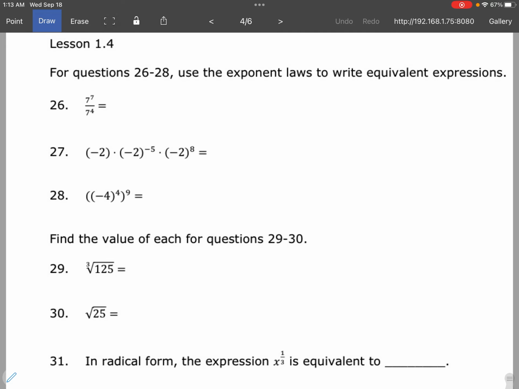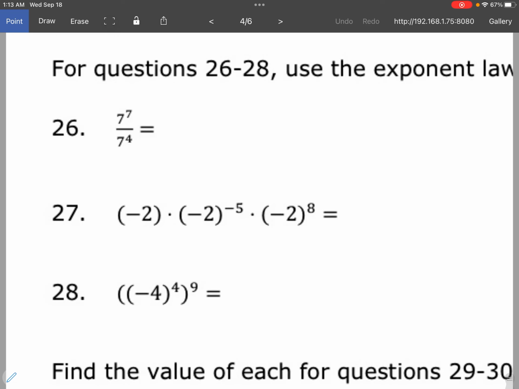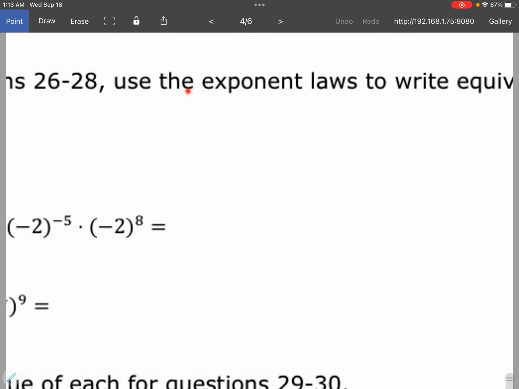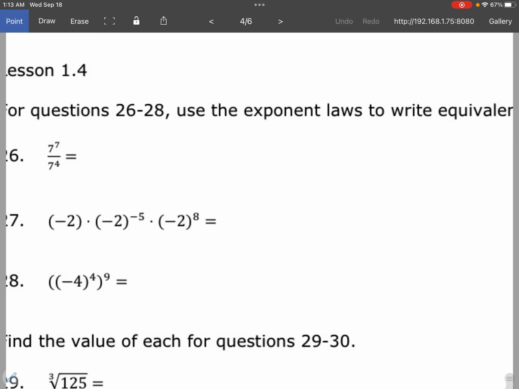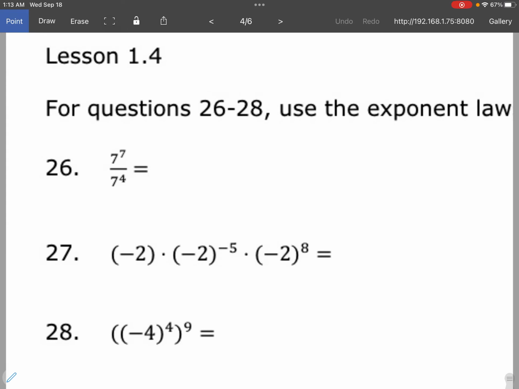Okay, so let's start here with number 26. Right here, see if I can zoom in a little bit more. We got exponent rules, okay? It says use the exponent laws to write equivalent expressions, okay? Equivalent expressions. So the rule when we are dividing is that you have to take the exponents and subtract them. Top minus bottom, or I usually say big number minus little number, okay?